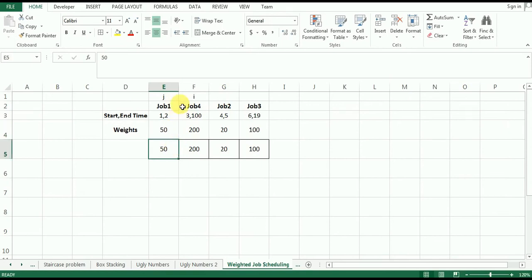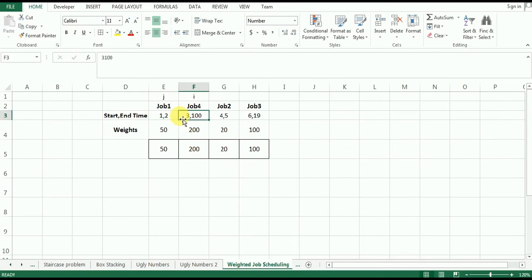Now we are going to compare, because our condition states that the two jobs must not overlap with each other. That is why we are going to compare the times of these two jobs. So does job 1 overlap with job 4? No, it doesn't overlap with job 4 because this job is starting when this job ends. It ends at 2 and this job starts at 3. All right, so these two are eligible candidates.